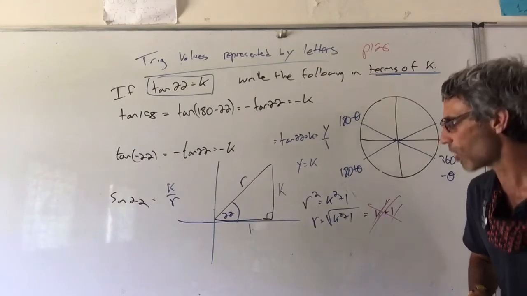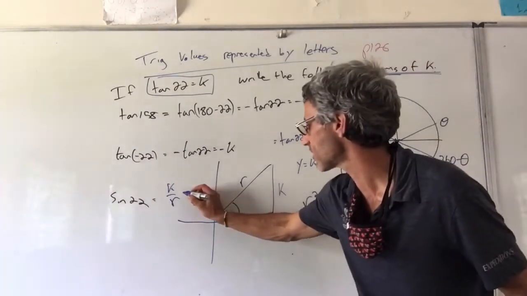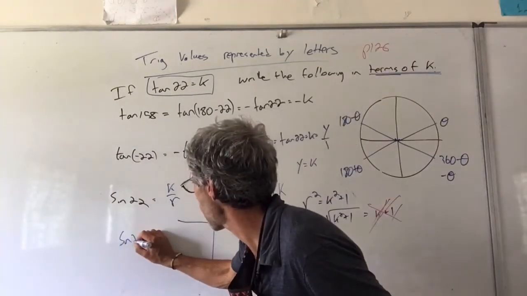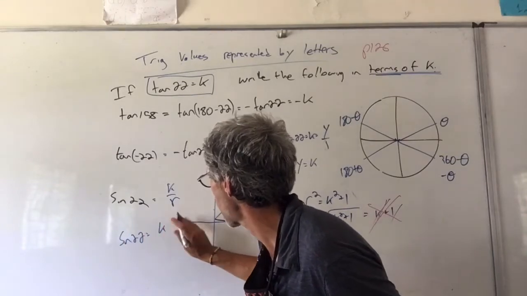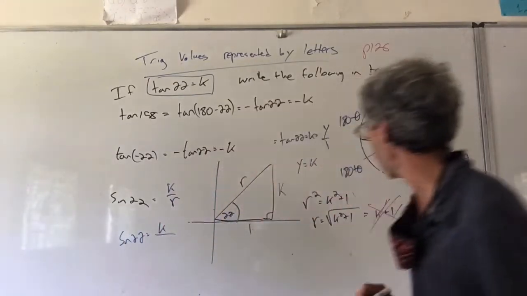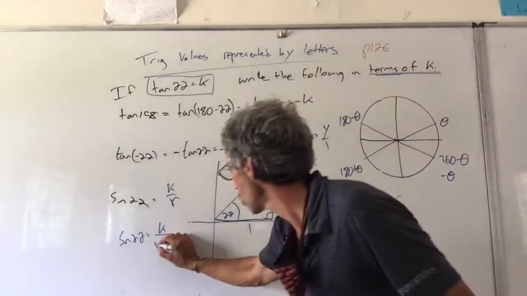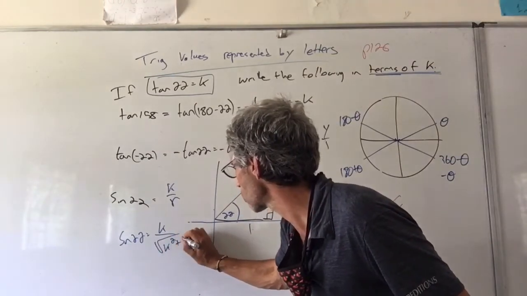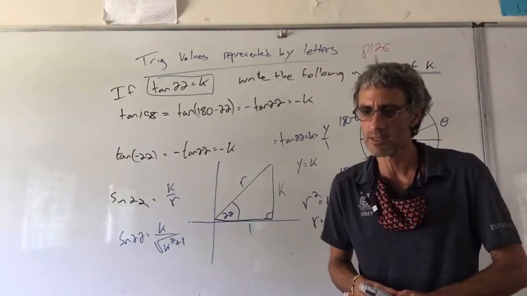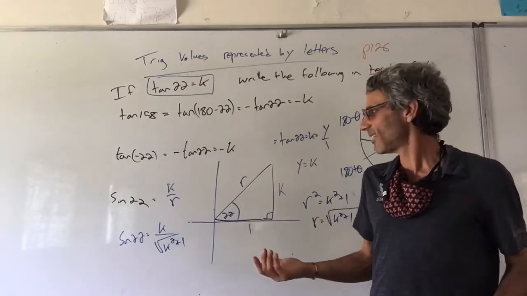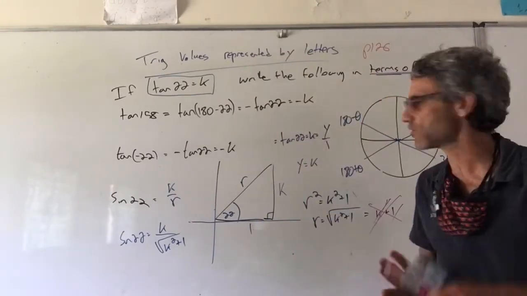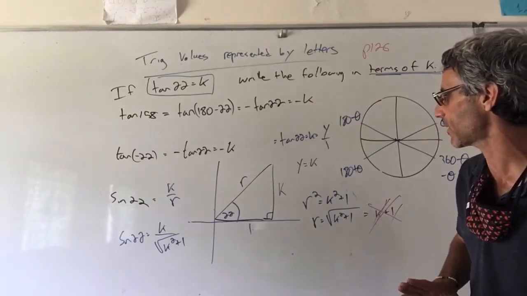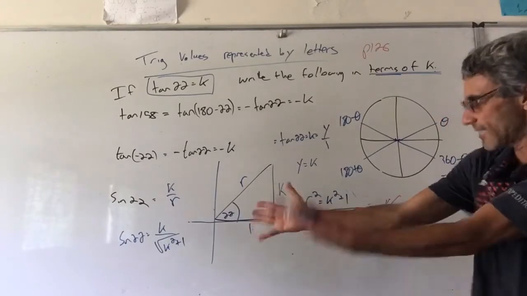Right, now I can rewrite this. I'll write that again: sine 22. Instead of k, I'll just write k. Instead of r, what should I write? The square root of k squared plus 1. I know it's not very pretty, but it's the answer. I'll just repeat everything, and if you still have a question, I'll answer it. You substitute it now. That's the answer.